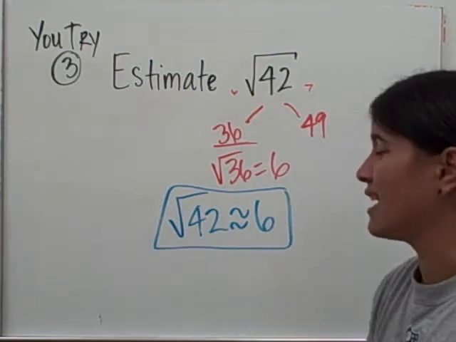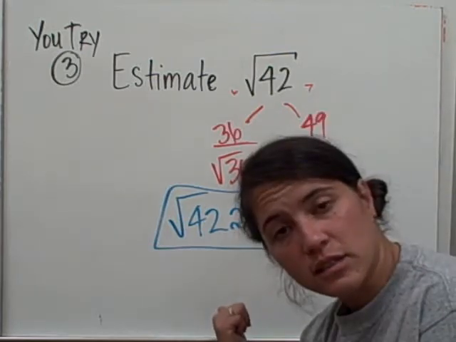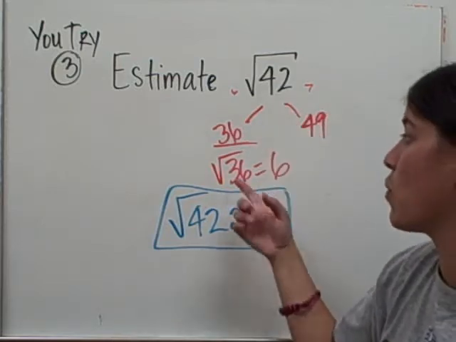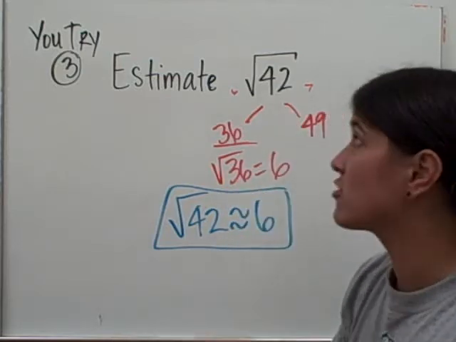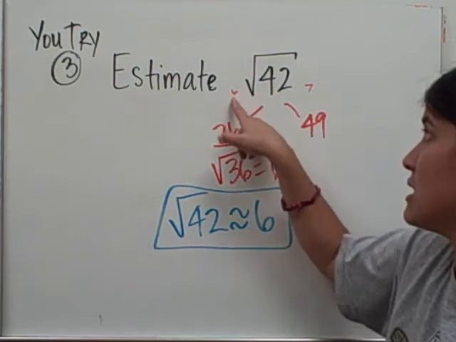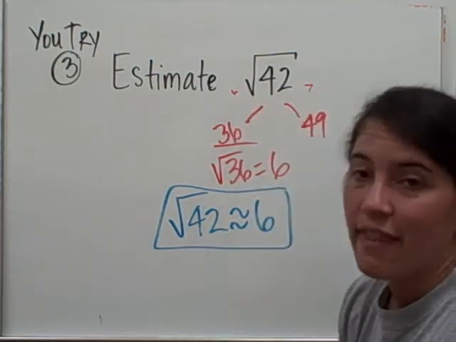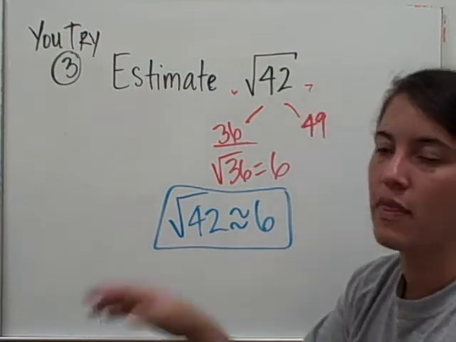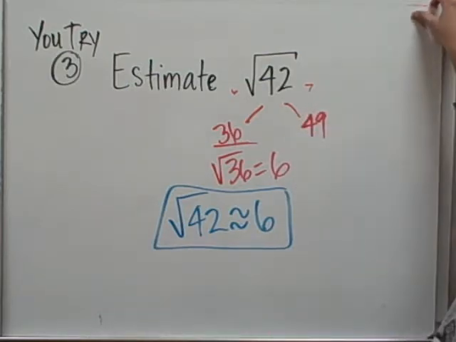So do you think it's more than 6? Yes, it's more than 6 because 42 is more than 36. So this one's probably really close to the middle, since it's 6 away and 7 away. It's probably right close to the middle of 6 and 7, around 6.5.